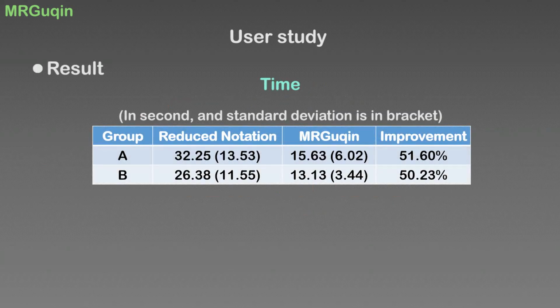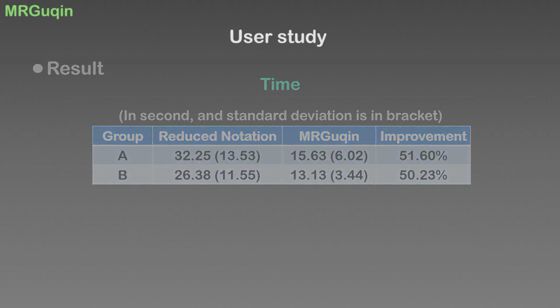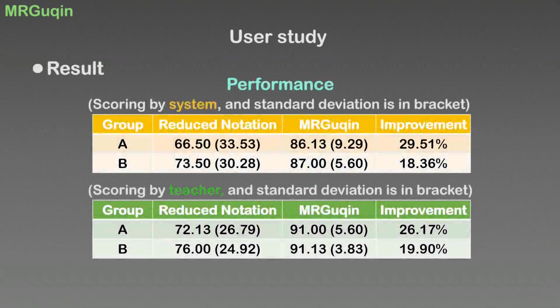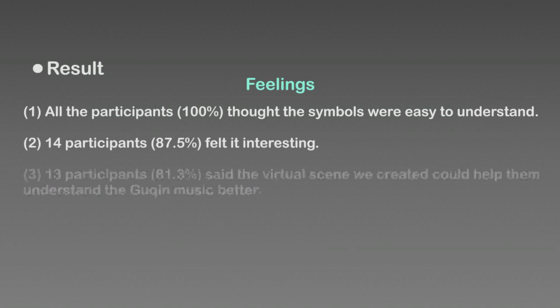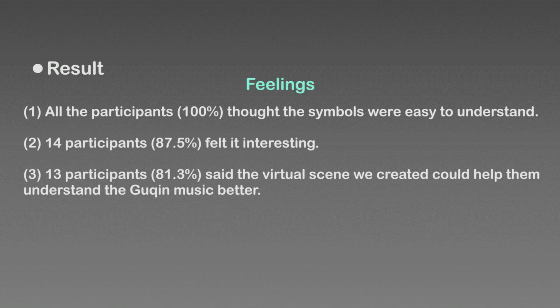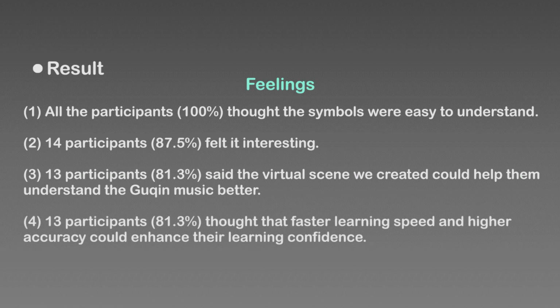The results of both groups showed that participants with MRGuqin learned faster than those who learned with the traditional method. Participants with MRGuqin also got a higher average score than those who learned with the traditional method. All the participants thought the symbols were easy to understand, and most of the participants thought it was interesting and that it could enhance their learning confidence.